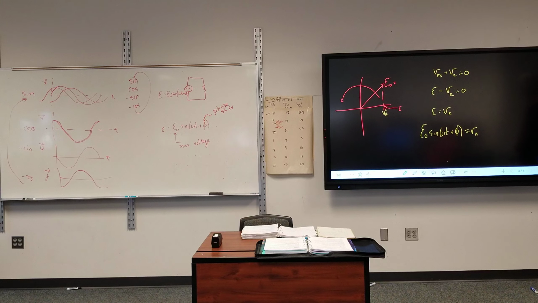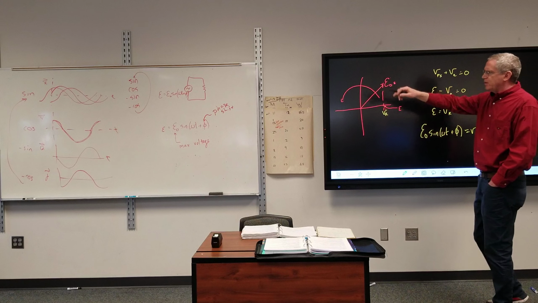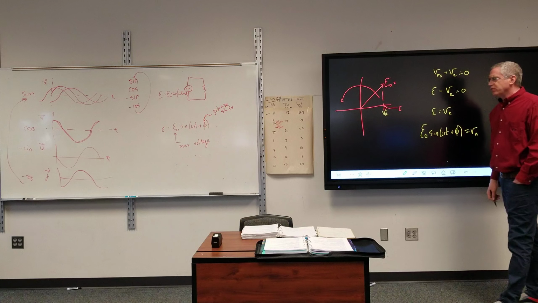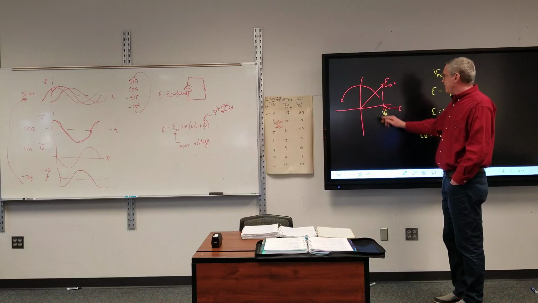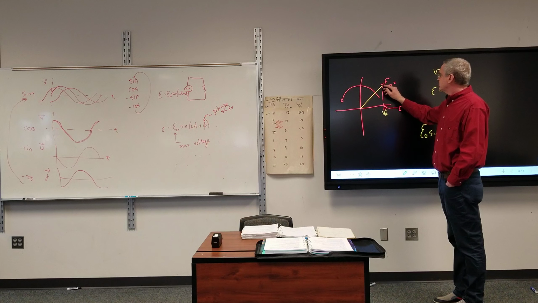So what this tells us is that if I just have a resistor there, my phasor for the resistor is going to look like this. That is my resistor phasor for voltage.